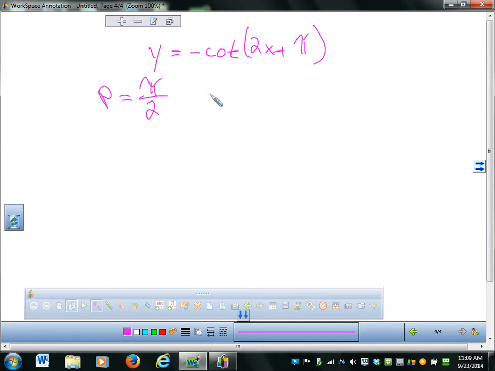All right? Now there's a shift here. And this horizontal shift is going to be this number divided by this number. So that's c over b, right? In this case this is positive, which means the shift is actually negative, negative pi over 2. Got that? Okay, now I'm going to graph kind of quick. I'm going to make solid lines.